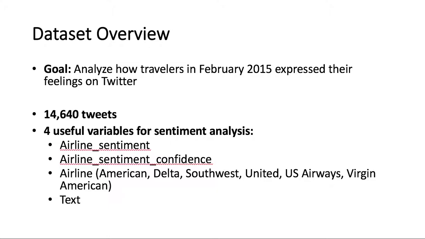This dataset has around 14,000 tweets and 15 variables. Here I only used 4 useful variables for sentiment analysis. These 4 variables are airline sentiment, confidence, airline, and the tweet text. And there are 6 airlines in this dataset. They are American Airlines, Delta, Southwest, United, US Airways, Virgin America.